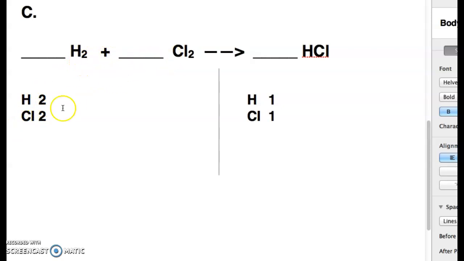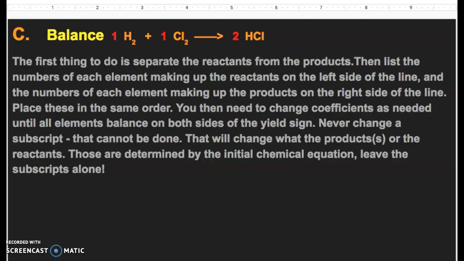You have 2, and you have 2 chlorines on the left. Now you have 1 hydrogen on the right and 1 chlorine on the right. So this one is super easy. All you have to do to get it balanced is to put a 2 there. So you have 1 molecule of hydrogen gas plus 1 molecule of chlorine gas yields 2 molecules of hydrochloric acid. That one was very easy. So you have it balanced.